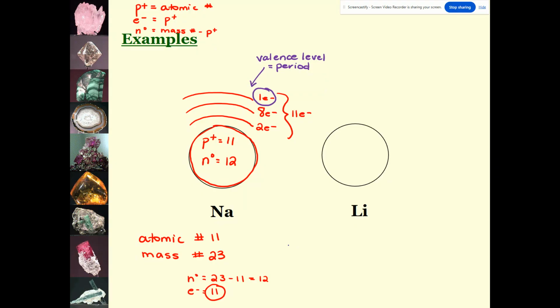That corresponds, sorry, I lied. That's supposed to be group. The group sodium is in, not the period. My bad. Okay, sodium is in group 1. It has 1 valence electron.